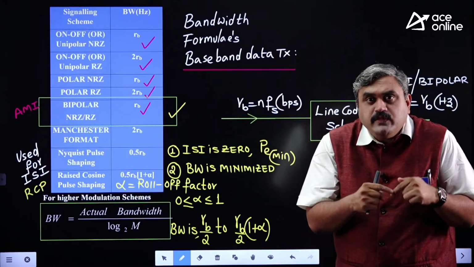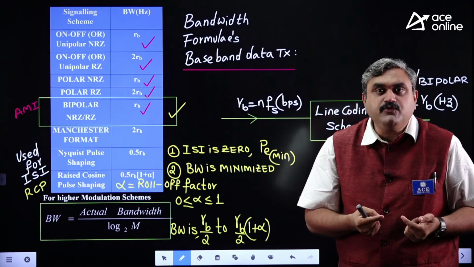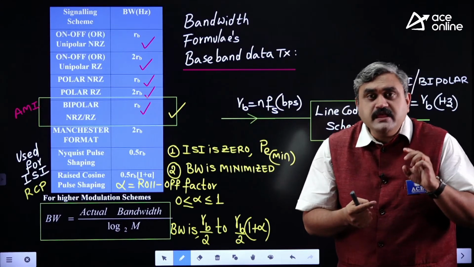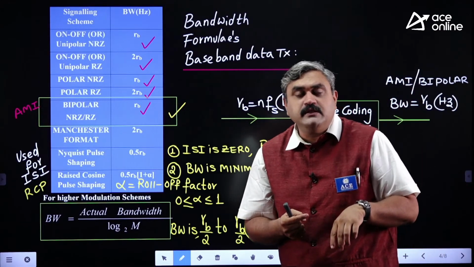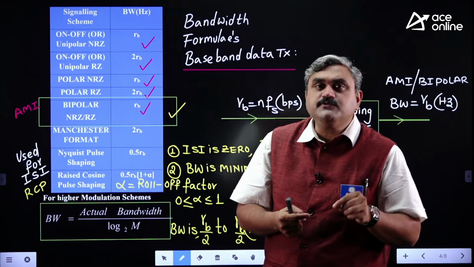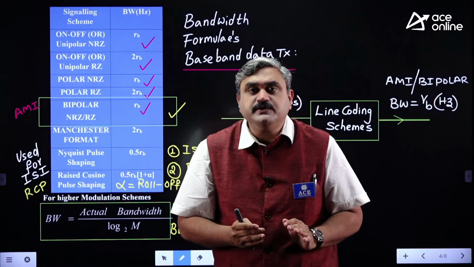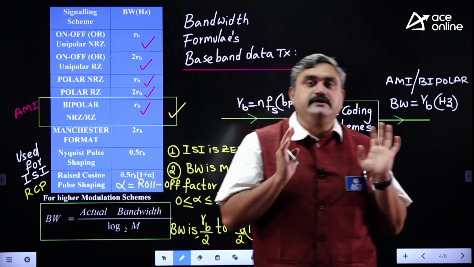If you do more than 1 bit per transmission, that means what? You take 4 bits as a symbol. That means instead of transmitting in bits per second, you are now doing transmission of symbols per second. The rate at which your symbols are getting transmitted is called the baud rate.